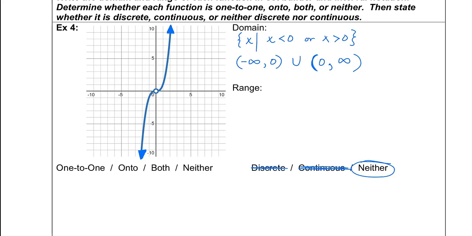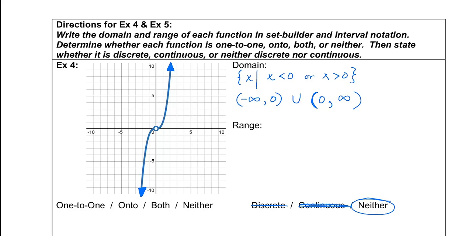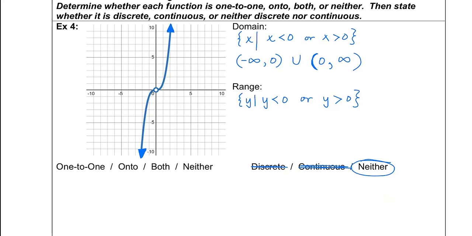What about the range? How high and how low does the range go? Well, it looks like it goes up forever, right? And it looks like it goes down forever. Are there any values of y that cannot be in the answer? Yeah, it's right here when y is 0. So y can't be 0. So the y values, if I use set builder, will be the y values such that y can be less than 0, or y can be greater than 0, but it just can't be equal to 0. So as long as I don't put the equal in there, then that's fine.